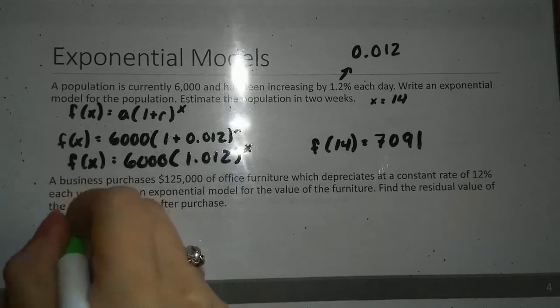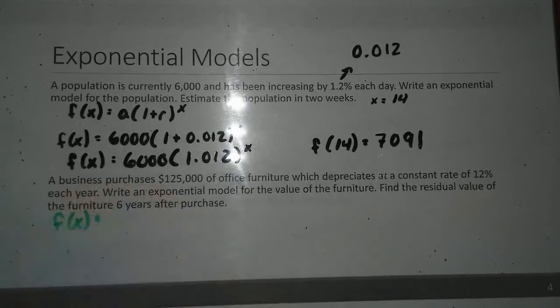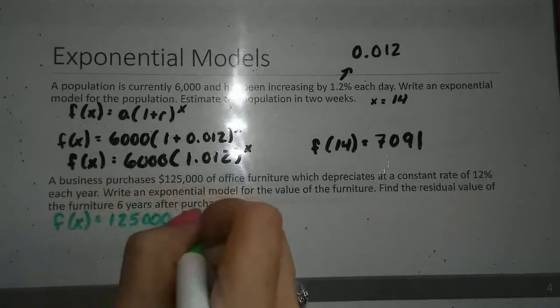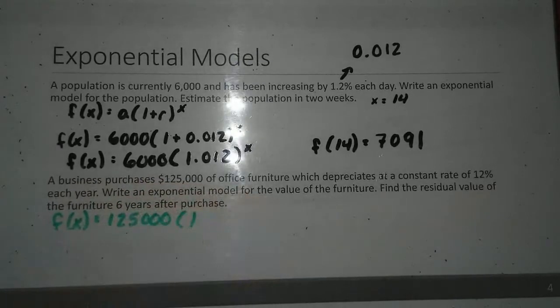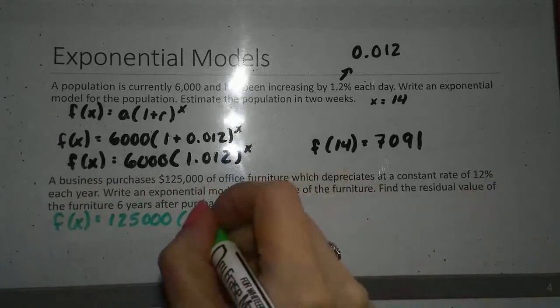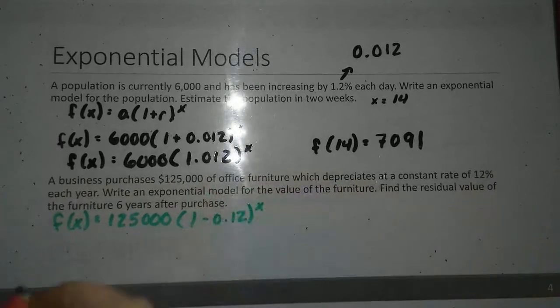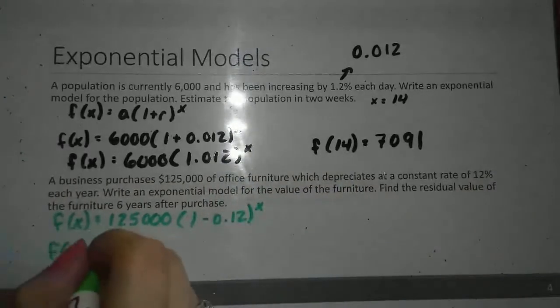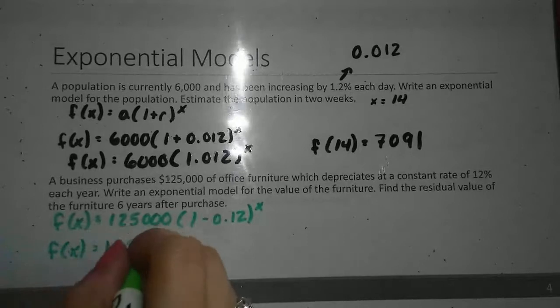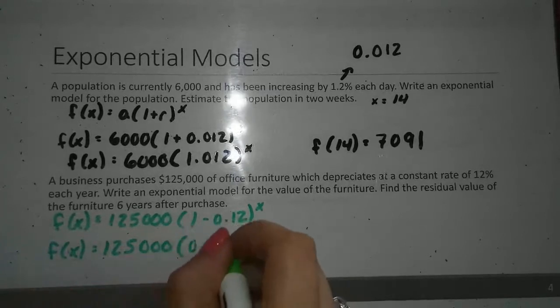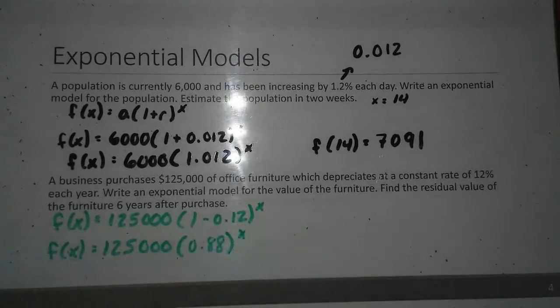We'll have f of x equals, we are starting at 125,000 times 1, but we're not adding a percentage. We are losing 12%. So we're going to subtract 0.12, and that's raised to the x power. So our function this time will be f of x equals 125,000 times 1 minus 0.12 is 0.88, and that is raised to the x power.